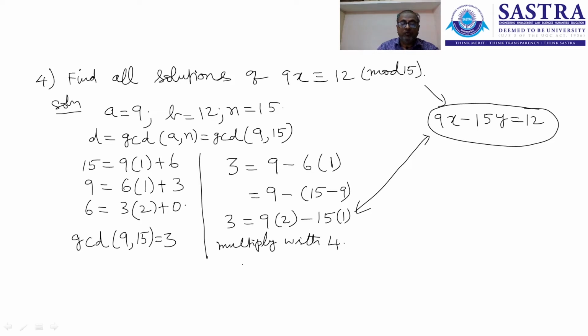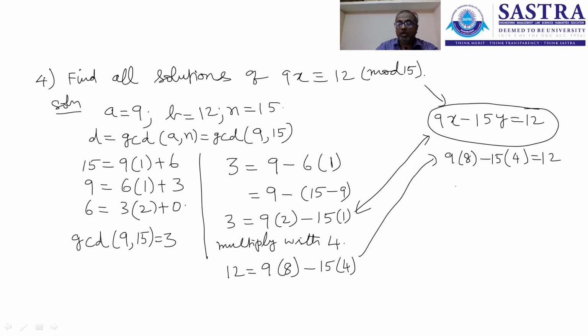Okay, multiply with 4. I'll have 12 is equal to 9 into 8 minus 15 into 4. Let me write this down here so that we can have an easier understanding. 9 into 8 minus 15 into 4, and this would be 12. So x is equal to 8 and y is equal to 4. Okay, so now I have x is equal to 8 as one solution.